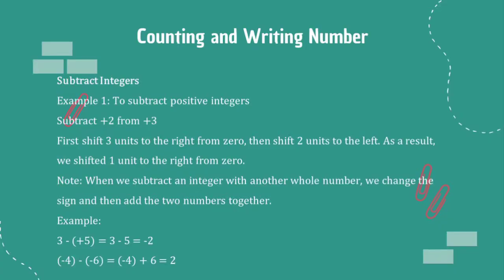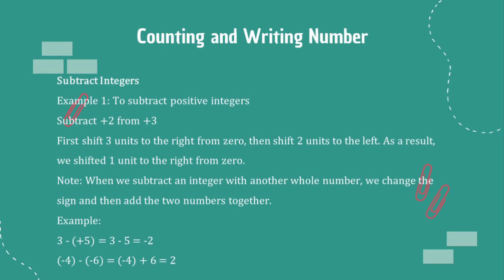Subtract integer. Example 1. To subtract positive integer. Subtract plus 2 from plus 3. First, shift 3 units to the right from 0, then shift 2 units to the left. As a result, we shift 1 unit to the right from 0. Note, when we subtract an integer with another whole number, we change the sign and then add the two numbers together.